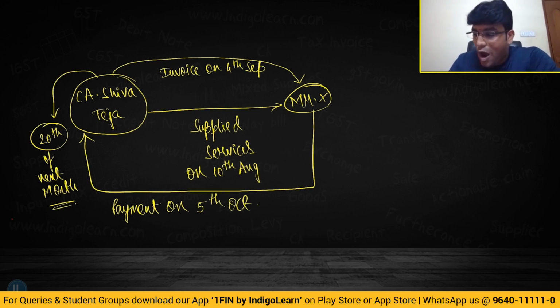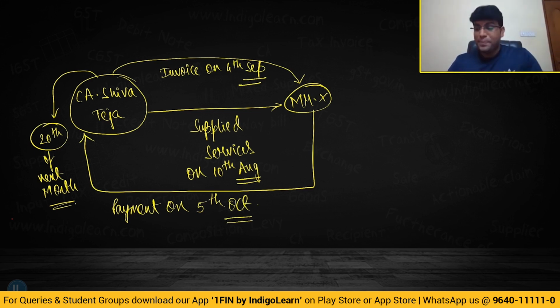Now, if I take August as the base, 20th of next month becomes 20th September. If I take September as base, it becomes 20th October. Correct? And if I take October as the base, it becomes 20th November.